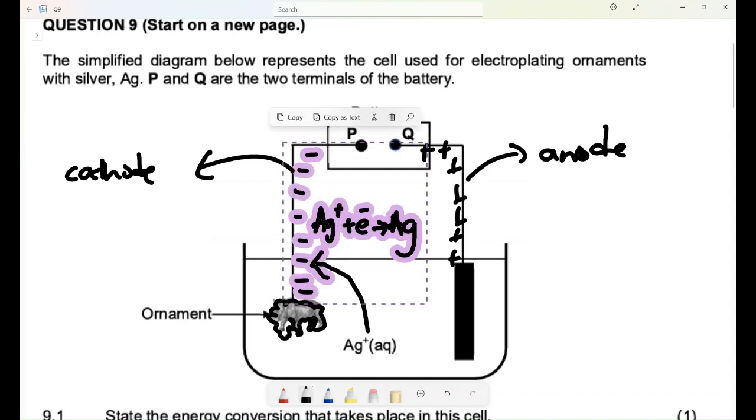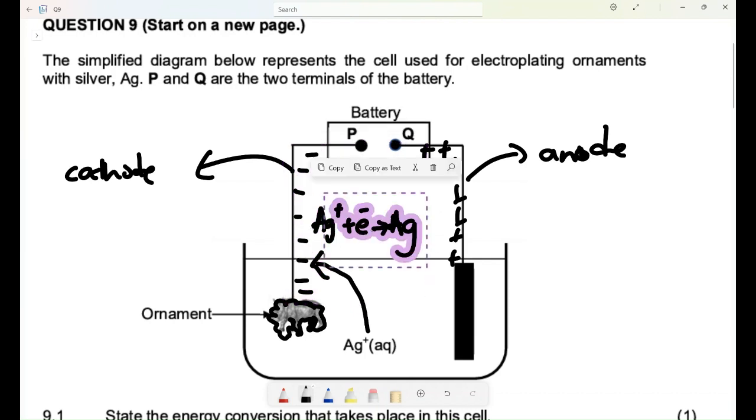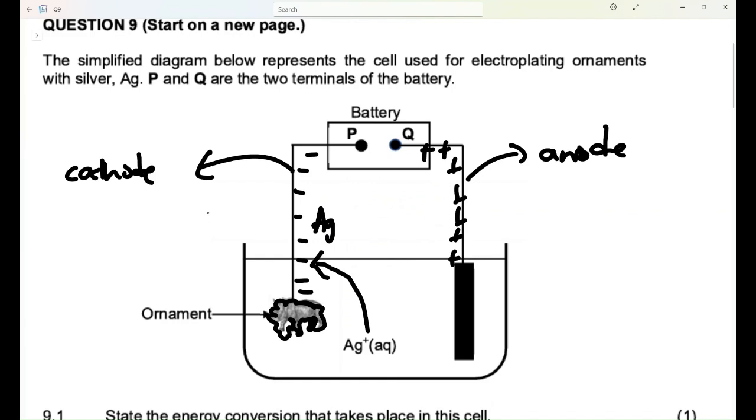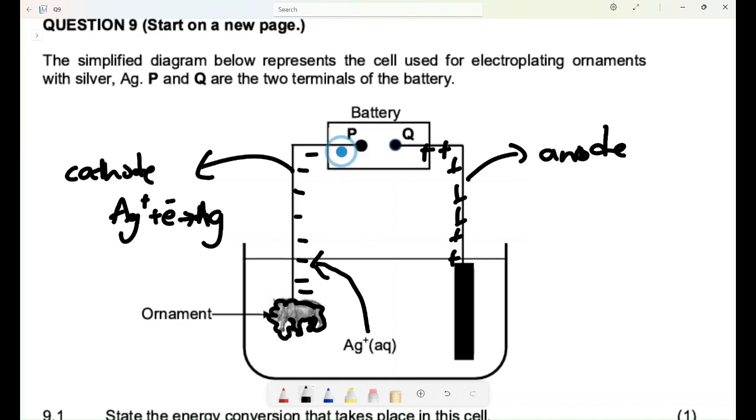Let me take this reaction. This is the reaction that is going to occur in there. And remember the terminals here: this is negative, this is positive. Then I want to see anything that I might have left out.